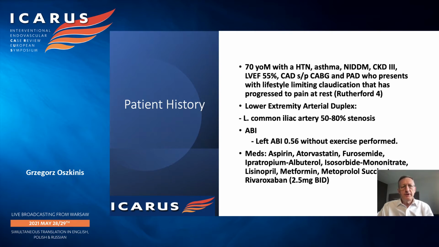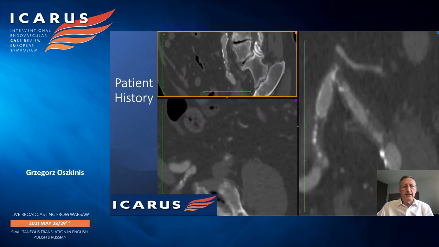His lower extremity arterial duplex showed the left common iliac artery stenosis up to 80%. His ABI of the left leg was 0.56 without exercise performed. He received some cardiological drugs plus rivaroxaban 2.5 milligrams twice a day.